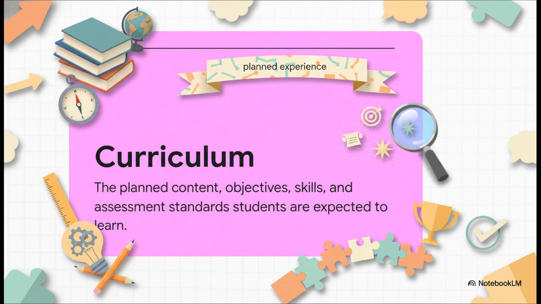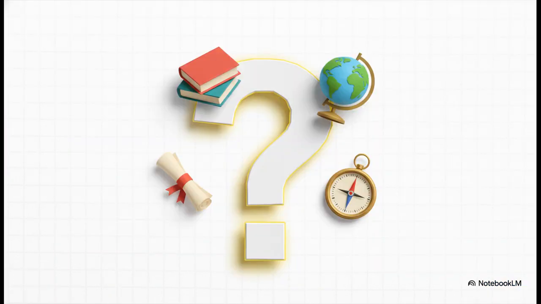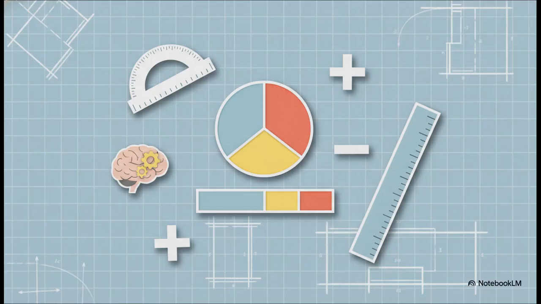Okay, so that blueprint, that's what we call the curriculum. And it's way more than just a list of topics from a textbook. It's the whole shebang, the entire planned experience. We're talking about the core content, the specific learning goals, the skills students are supposed to develop, and even how we're going to check if they've actually learned it. But let's boil it all down. If you forget everything else, just remember this. Curriculum is the what. It's the answer to the big question: what are students supposed to be learning? Simple as that.